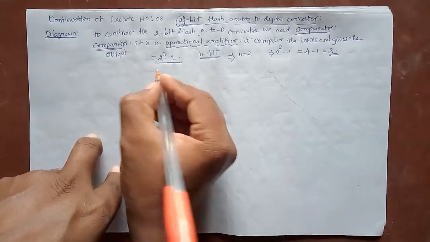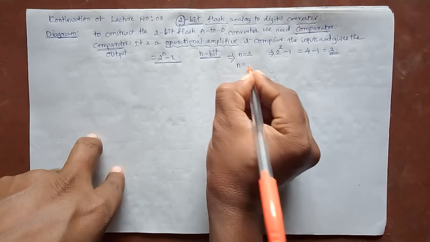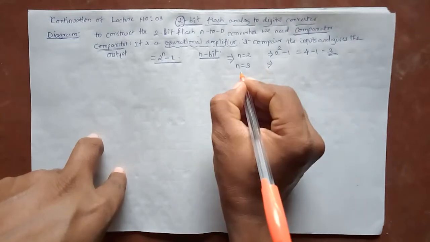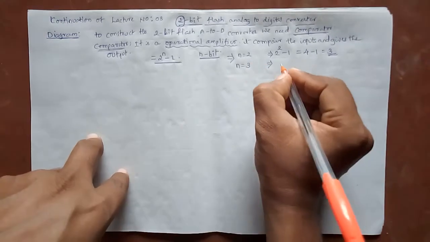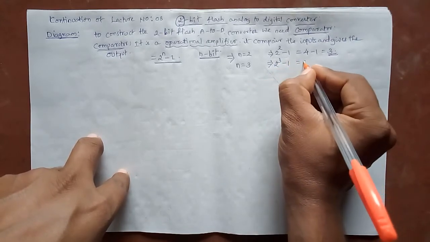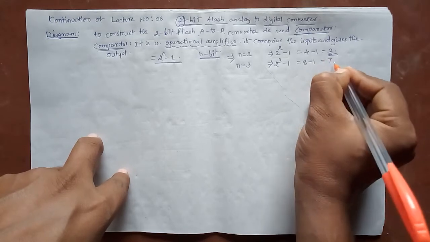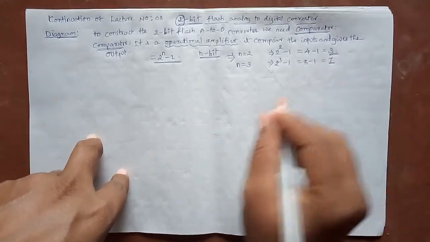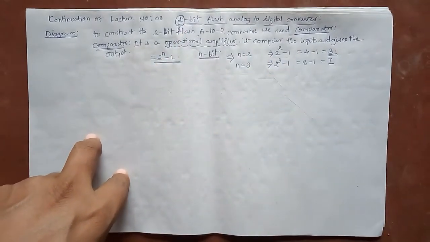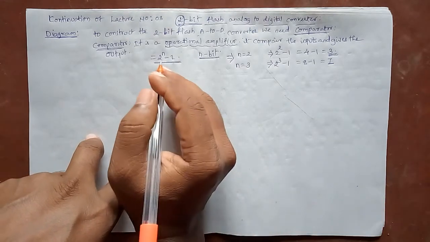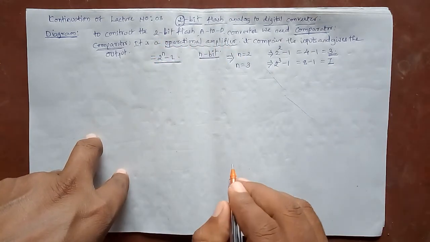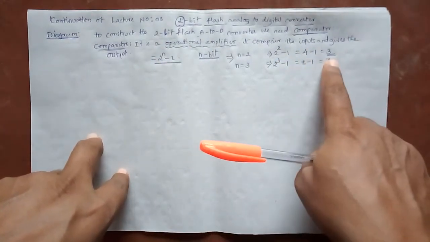For example, for a 3-bit flash converter, n equal to 3. Comparators needed to construct a 3-bit flash converter is 2 raised to 3 minus 1, which is 2 raised to 3 is 8, minus 1, that is 7 comparators needed. Similarly we can take n equal to 4, 5 and so on for 4-bit, 5-bit, 6-bit. I consider a simple analog to digital converter, the 2-bit flash converter, which requires 3 comparators.